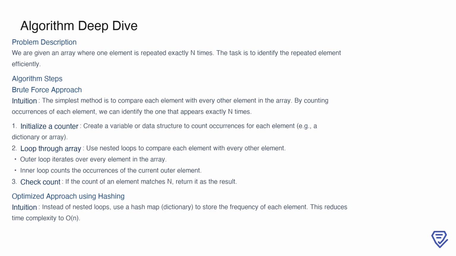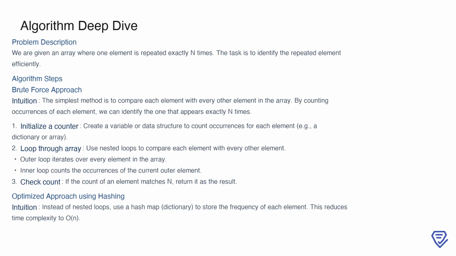For implementation, we first initialize a counter, such as a dictionary, to track the occurrences of each element. Then, we use nested loops: an outer loop to iterate through each element and an inner loop to count how many times the current element appears. If any element's count matches n, we return it as the result. While this approach works, it has an O(n²) time complexity due to the nested loops, which can be inefficient for large input sizes. To improve, we can use a more optimized approach involving hashing.